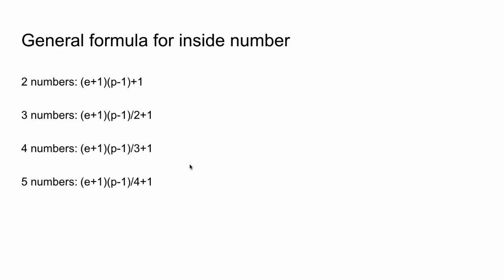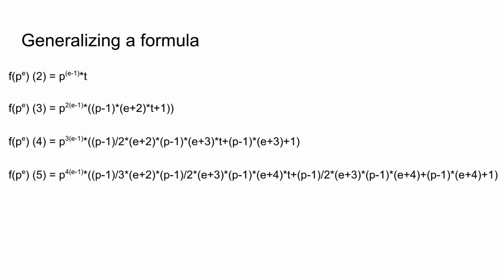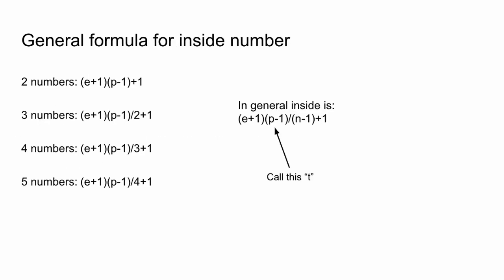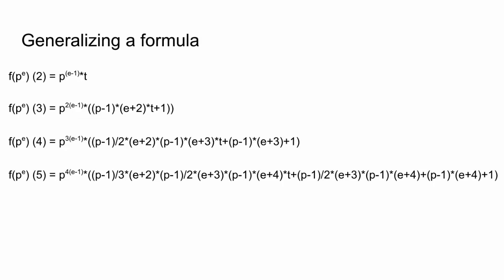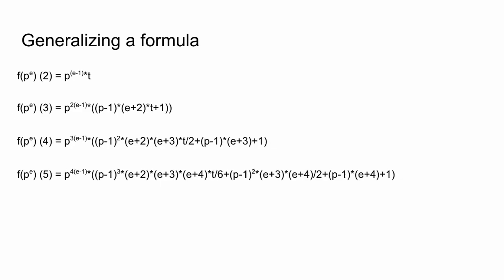And so generally, we can say that the inside number we get can always be written as e plus 1 times p minus 1 over n minus 1 plus 1. Just to simplify this, I'll call this t. T stands for the inside. Great. Next, I'll expand all the equations we had from before, and I'm going to clean these up a bit, so it looks like this.